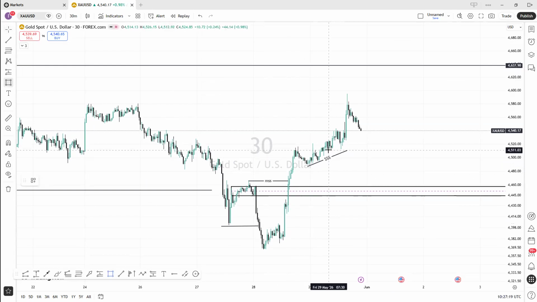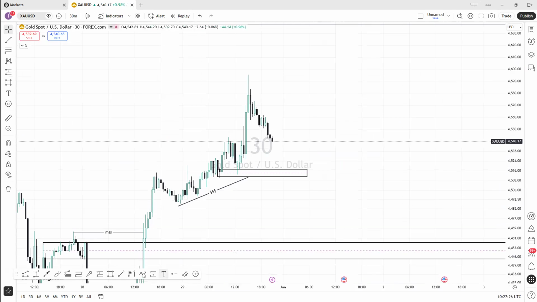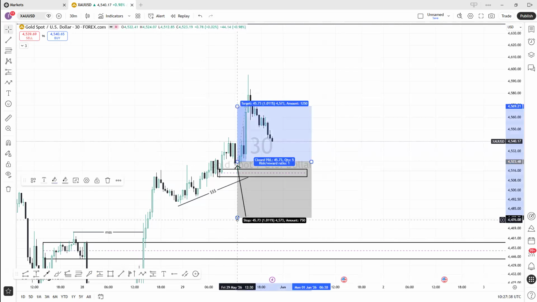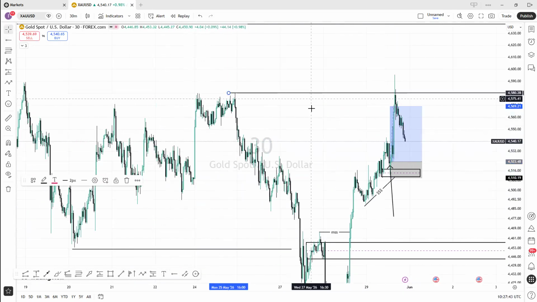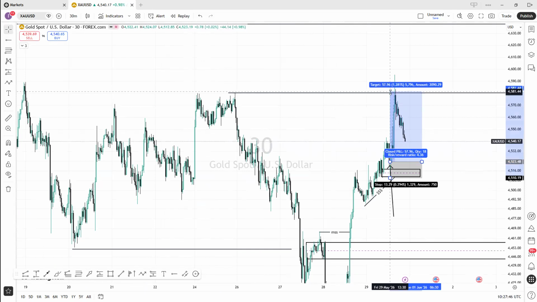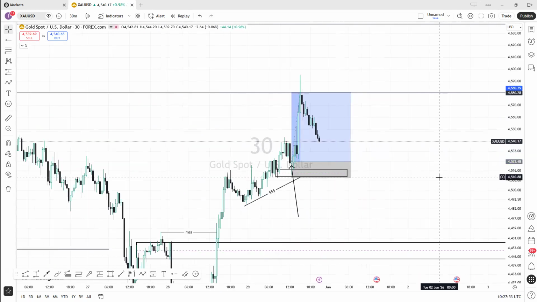So let me show you the entry that we took on Friday. It was from this 30-minute demand. Let me show you very clear. It was from this 30-minute demand, and you can see price reacted very clear, successfully closed with a bullish manipulation candle. So immediately after that candle closed, we executed long position, stop below. Our target was the buy side liquidity, to target this area. Okay, you can see we took profit successfully. It was a very clear setup.